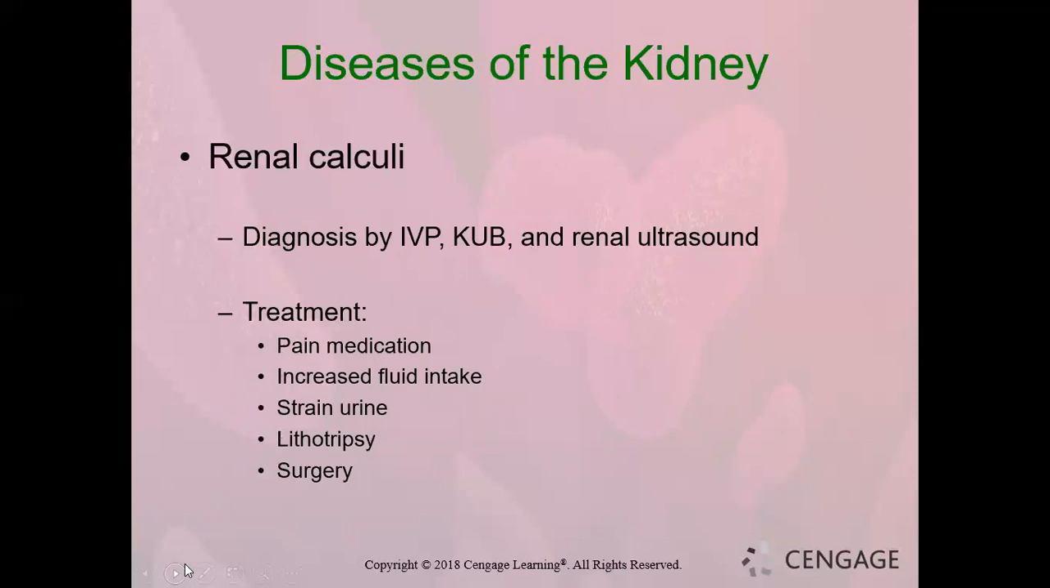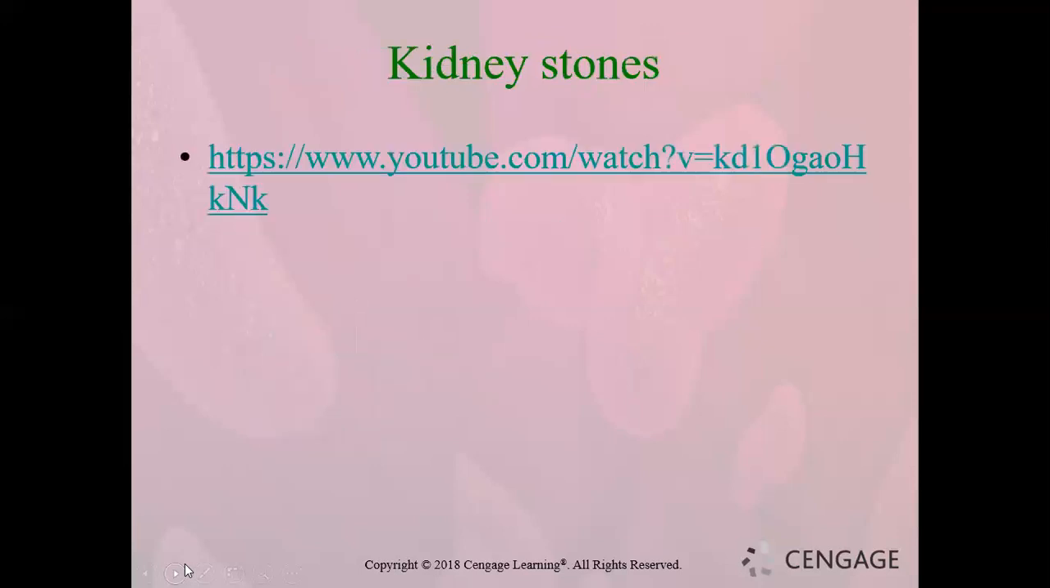Kidney stones, or renal calculi, are diagnosed by an IVP or a KUB. We talked about those earlier, and a renal ultrasound. Treatment is going to be pain medication and increasing fluid intake. They want to strain your urine to see if you've passed it. Lithotripsy is just a way of doing surgery for this. And this is a video on kidney stones, and it's very, very interesting.